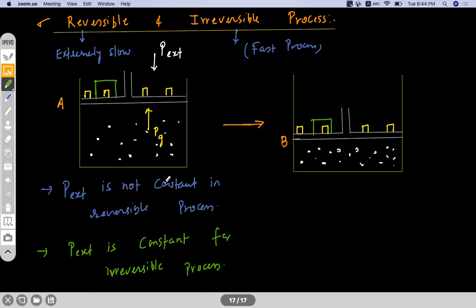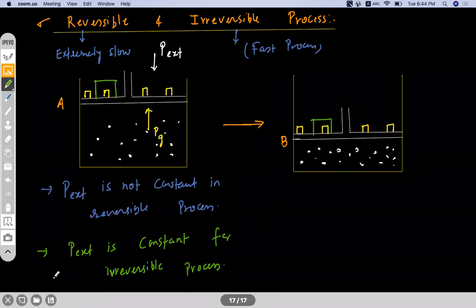But in irreversible, P external is constant. So we can take out the P external from the integral sign and we can simply write P external into delta V. That's why the derivation we have taken. Any doubt in this? No?